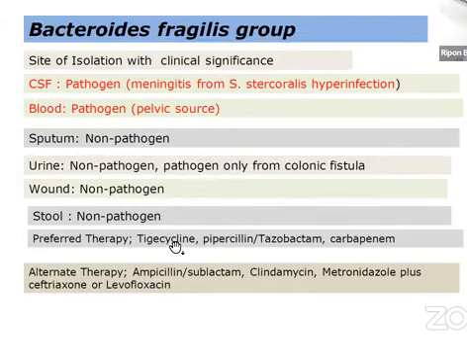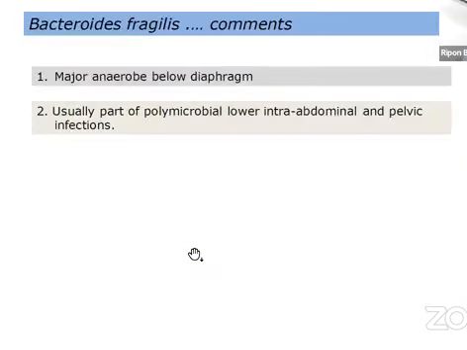Preferred therapy is tigecycline, piperacillin-tazobactam combination, or carbapenem. Alternative therapy is ampicillin-sulbactam combination, clindamycin, or metronidazole plus ceftriaxone or levofloxacin combination. So usually it is part of polymicrobial lower intra-abdominal or pelvic infections.